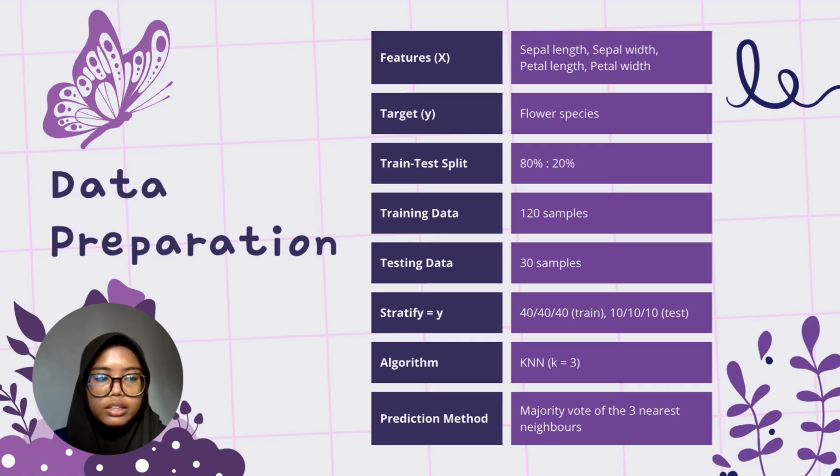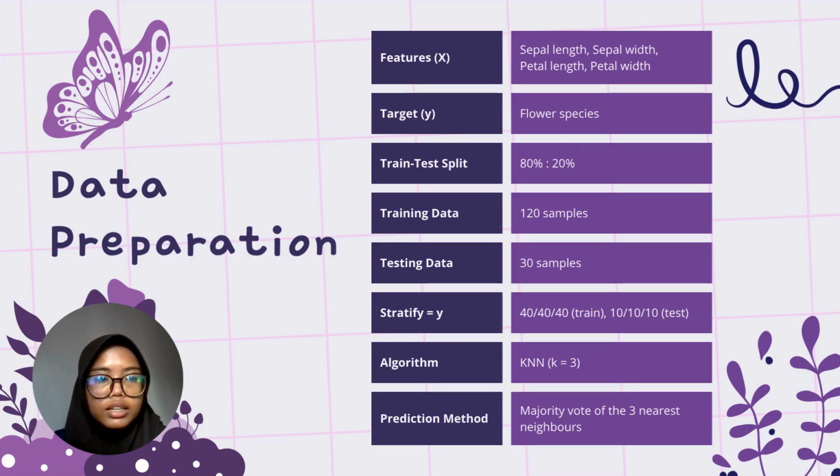We chose an 80-20 split because it gives the model enough data to learn while keeping some unseen data to test its performance fairly. Since the dataset has 150 samples, the calculation is 150 times 80% equals 120 training samples and 150 times 20% equals 30 testing samples. We also use stratify equals y to make sure all three flower species have the same proportion in both the training and testing sets. So the training set has 40 samples from each species, and the testing set has 10 samples from each species.